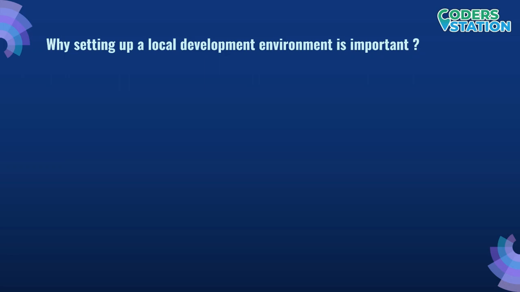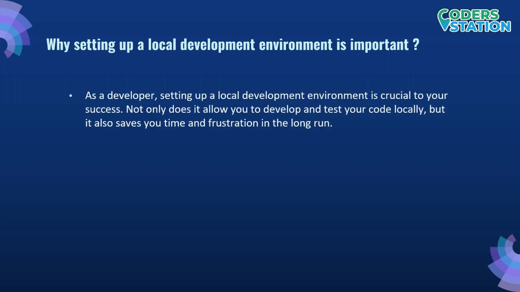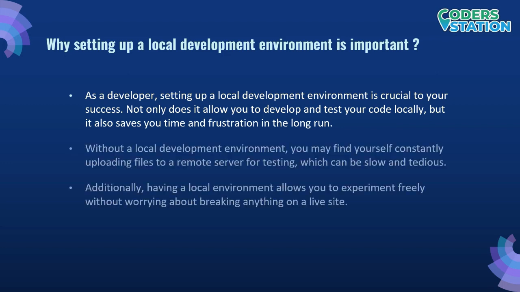Setting up a local PHP development environment is an important step for any PHP developer. It enables you to test and debug your code on your own computer rather than a live server. As a developer, setting up an environment is crucial for your performance. Not only does it allow you to develop and test your code locally, but it also saves you time and frustration in the long run. Without a local environment, you may find yourself constantly uploading files to a remote server for testing, which can be slow and tedious. Additionally, having a local environment allows you to experiment freely without worrying about breaking anything on a live site.